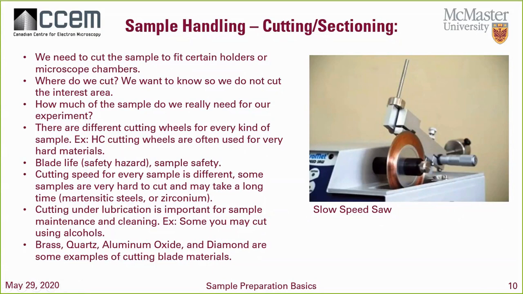Cutting speed for every sample is different. Some samples are very hard to cut and may take a very long time, like martensitic steels and zirconium. Cutting with lubrication is key, to keep the sample clean and to make sure that we don't add any extra impurities. You can cut with some alcohols, or if you do rougher cuts on a sectioning machine, make sure that you use the appropriate lubricant. Some examples of cutting blades are brass, quartz, aluminum oxide, diamond, and so on.